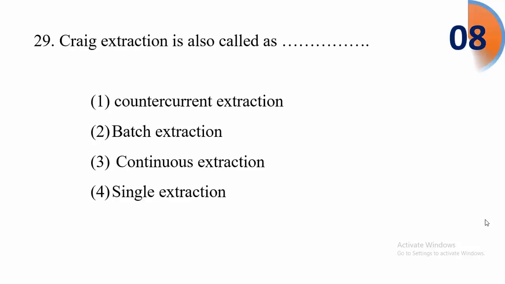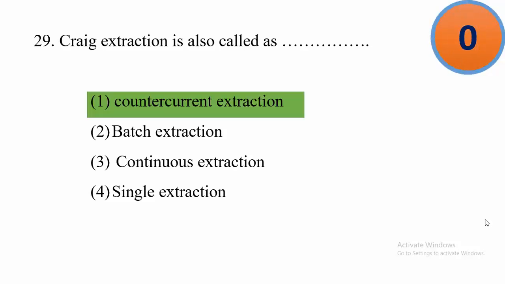Craig extraction is also called counter current extraction, batch extraction, continuous extraction, or single extraction. The correct option is counter current extraction, because Craig tubes are used for the separation of compounds having very low distribution ratio. As the name itself indicates, in Craig counter current extraction a number of Craig tubes are arranged in a manner so that the compounds can be extracted easily.